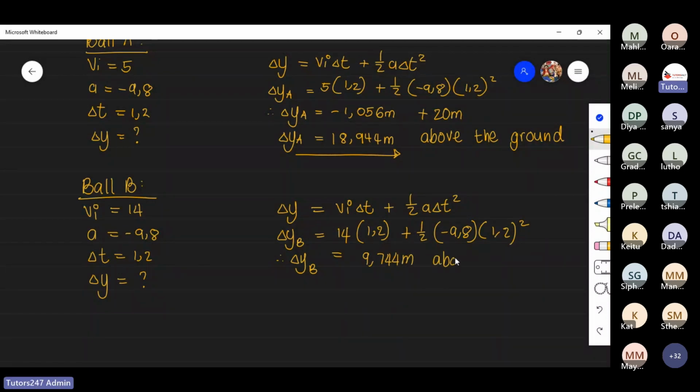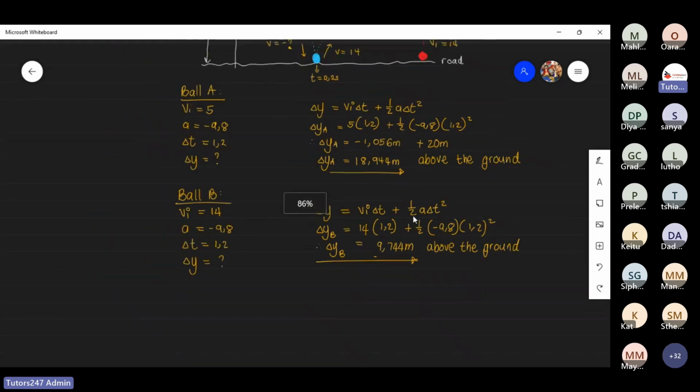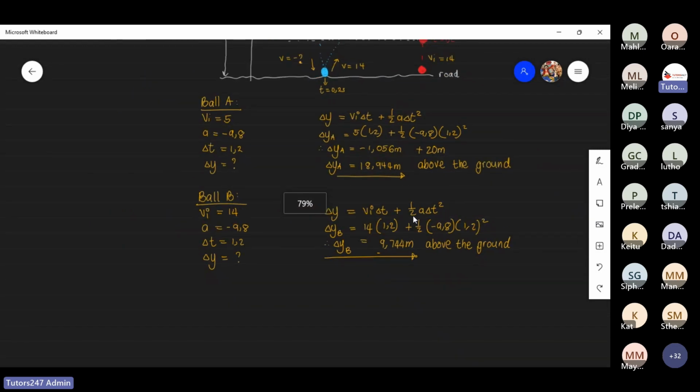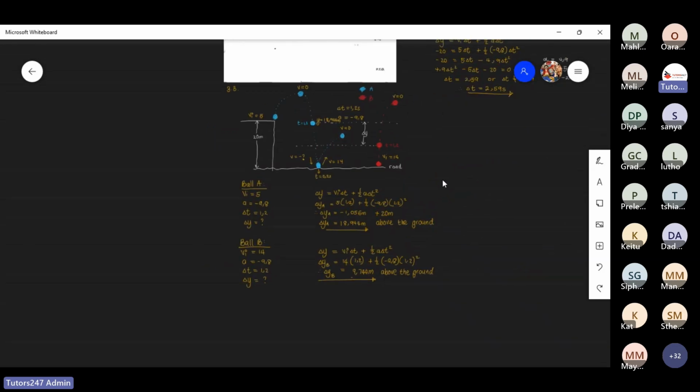Above the ground. Something important that you should have realized from this question: if you struggle with your understanding of displacement, you're going to struggle with vertical projectile motion. If you can understand displacement, you basically cut your workload in half.